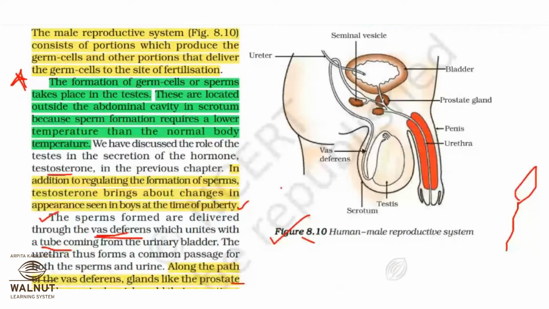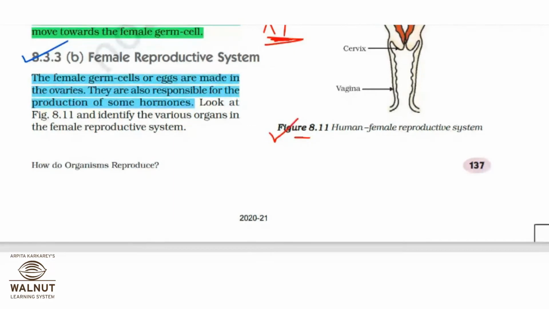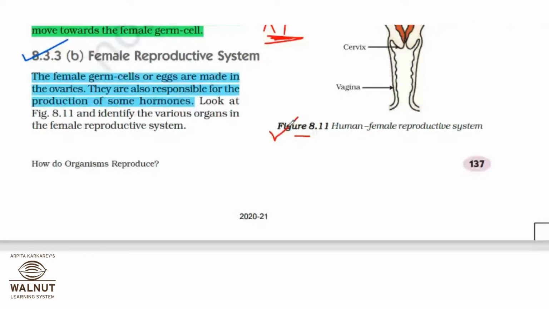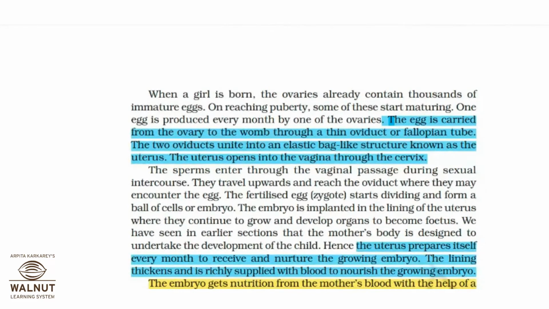Okay, so let us continue. The female reproductive system. The female germ cells or eggs are made in the ovaries. They are also responsible for the production of some hormones. Can you tell me the name of some hormones which are produced by ovaries? Yes, estrogen and one more. Progesterone, correct. Estrogen and progesterone.